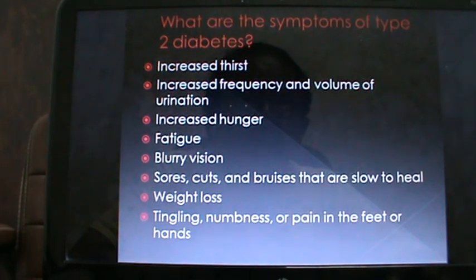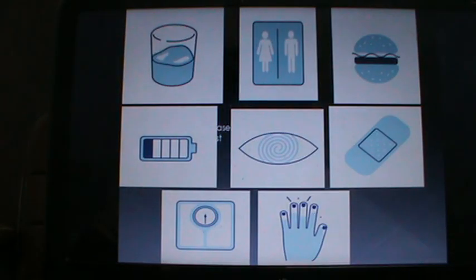What are the symptoms of type 2 diabetes? These are increased thirst, increased frequency and volume of urination, and increased hunger. These are the three main features present in type 2 diabetes, while the other features are fatigue, blurry vision, sores, cuts and bruises that are slow to heal, weight loss, and tingling, numbness or pain in the feet or hands. You can see in this diagram the symptoms which are present in type 2 diabetes.